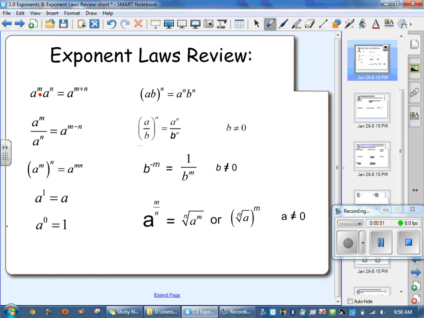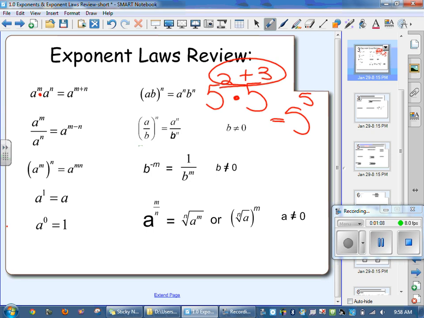So if you have the same base and you're multiplying, you will add their exponents. Another example for that is this example here. If I've got 5 squared times 5 cubed, I'm going to take those guys and add them to give me 5 exponent 5. Okay, that's our multiplication law. Same base, add the exponents.